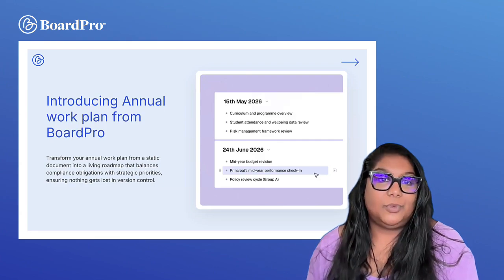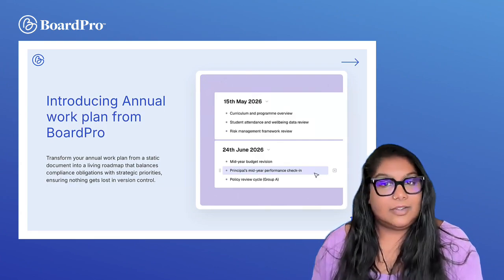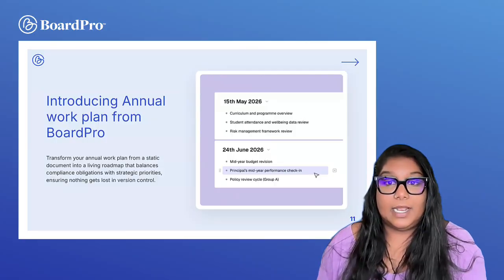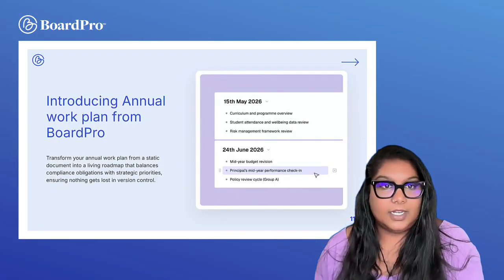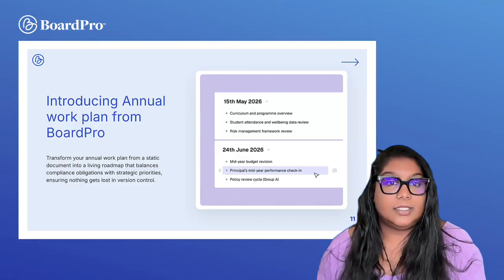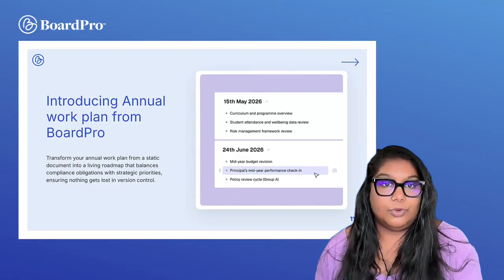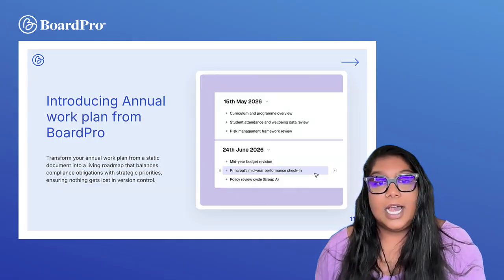So we shaped annual work plan to address the issues that David just mentioned, things like version control, capacity planning, and really enabling you to confidently meet your funding, regulatory, and compliance obligations. It's intended to be a dedicated view of your board's governance and compliance tasks that lives within BoardPro.